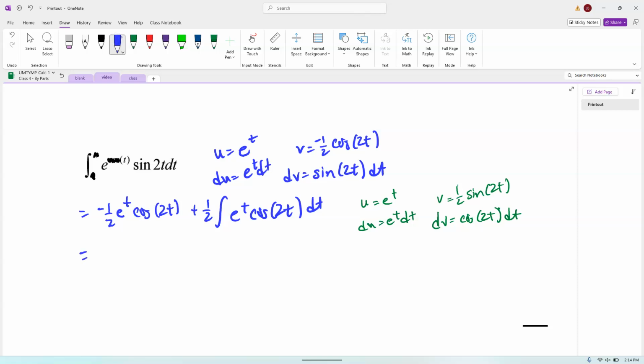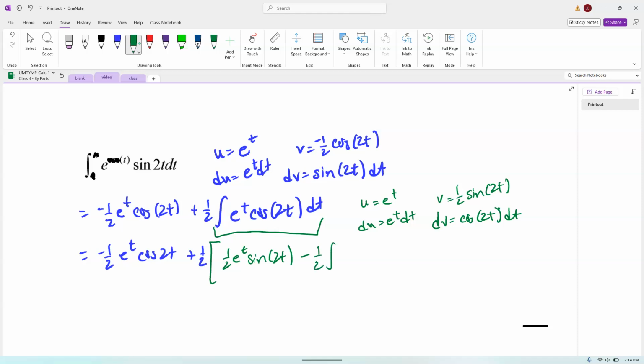So let's see, this is just going to stay out front, e to the t cosine 2t plus 1/2. And now this whole thing breaks down according to the integration by parts here. So we'd have 1/2 e to the t sine of 2t minus 1/2 integral e to the t sine 2t dt.